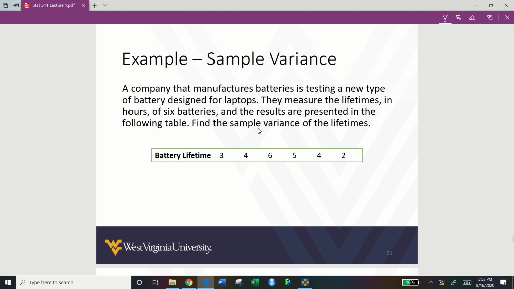A company that manufactures batteries is testing a new type of battery design for laptops. They measure the lifetimes in hours of 6 batteries, and the results are presented in the following table. We are asked to find the sample variance of the lifetimes. So for our battery lifetime, we have 6 observations. They are 3, 4, 6, 5, 4, and 2.